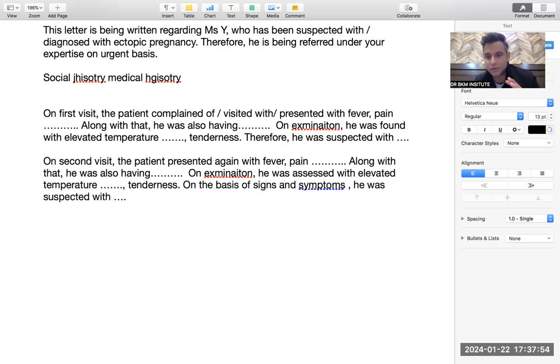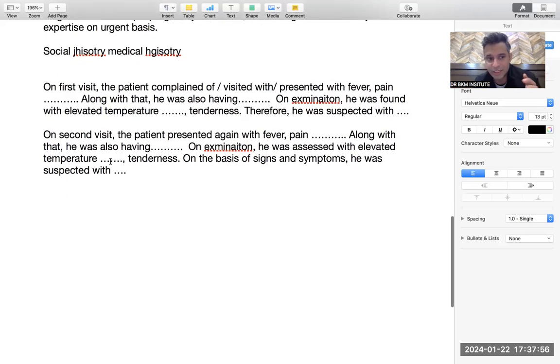That is the only change. So rest, all the grammar will remain the same. Just copy paste this. On first visit, this. Second visit, patient presented again. Examination, he was found with this. On the basis of signs and symptoms, he was suspected with this.